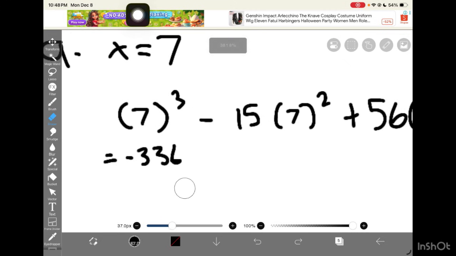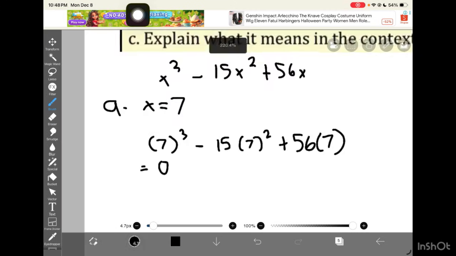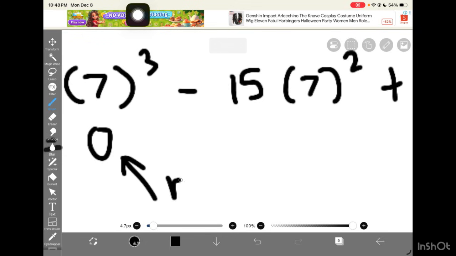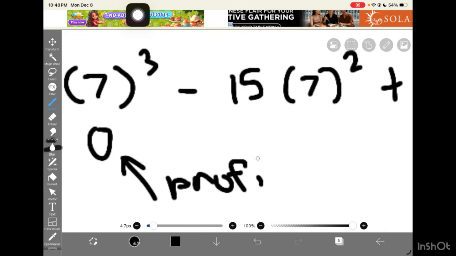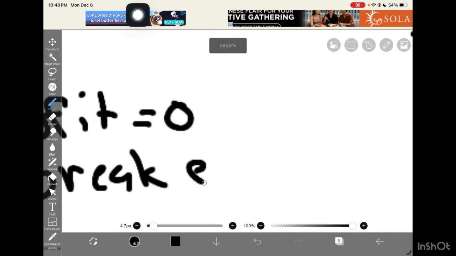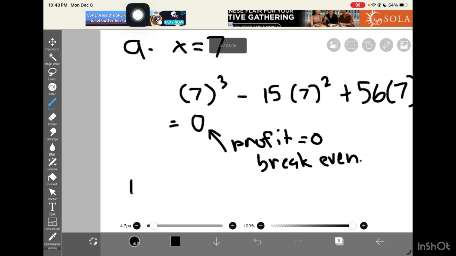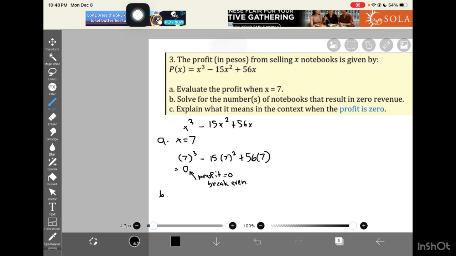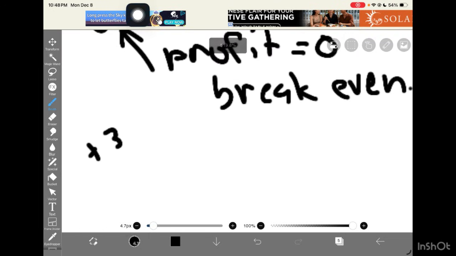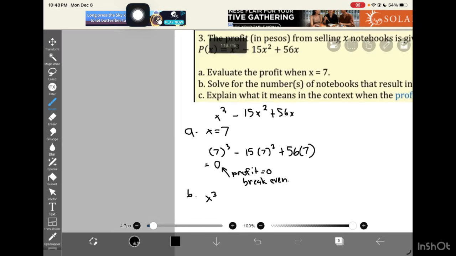Okay, sorry for that. I forgot to put it's 0. So what does the profit mean when it's 0? It's called break even. So letter B, solve for the number of notebooks that will result in 0 revenue. So you'll need to use division here.